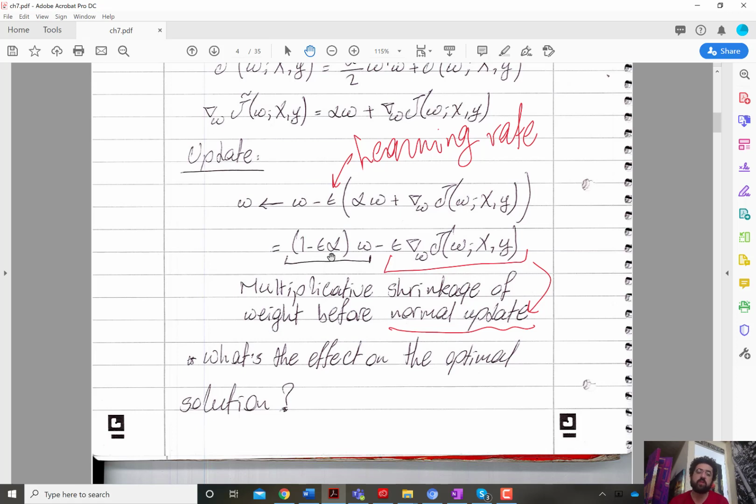In the next two videos, we'll discuss the effect on the optimal solution. This is an intermediary effect, how it affects the parameter update, and that's what we discussed this time. In the next two videos, we'll discuss how it affects the optimal solution.